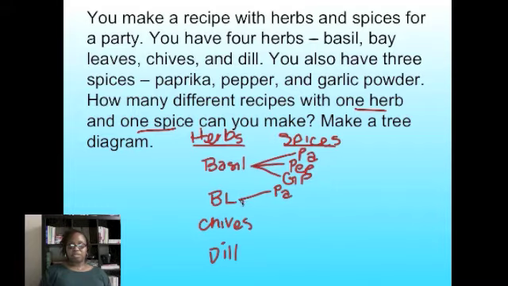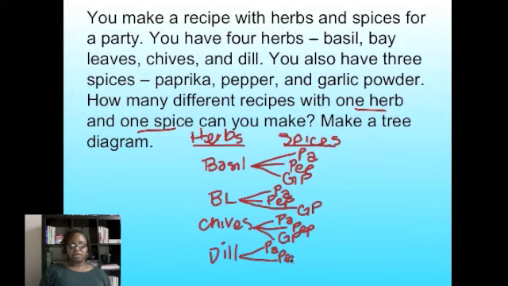I can have bay leaves with paprika, bay leaves with pepper, or bay leaves with garlic powder. And make my branches for chives with paprika, chives with pepper, or chives with garlic powder. And the same thing with dill with paprika, dill with pepper, and dill with garlic powder.